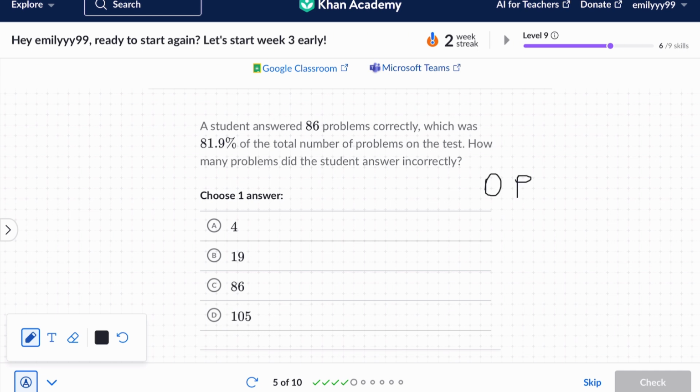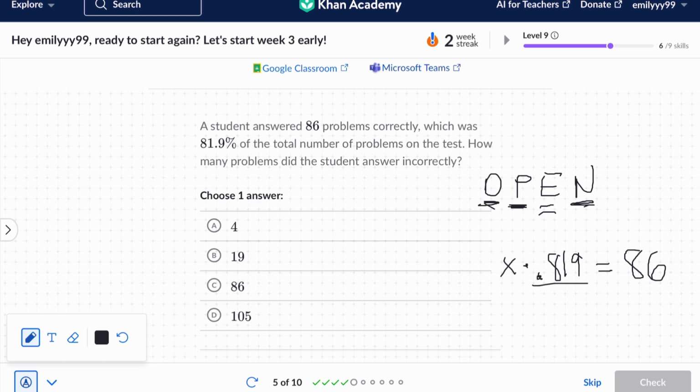So when we spell out OPEN, O stands for original. This is original times percent equal to, so E stands for equal to the new one. So we don't know the original, which is the number of total problems. So we can say it's X times the percent. X multiplied times the percent is 81.9. So we're going to give it 0.819 is equal to the new number, which is 86.